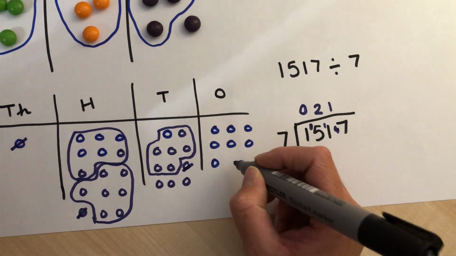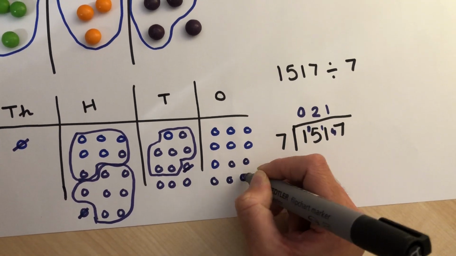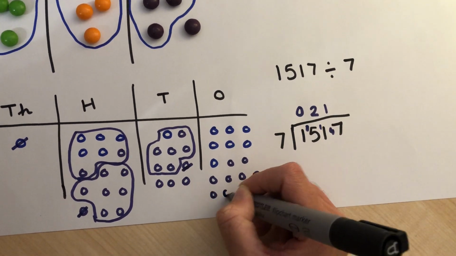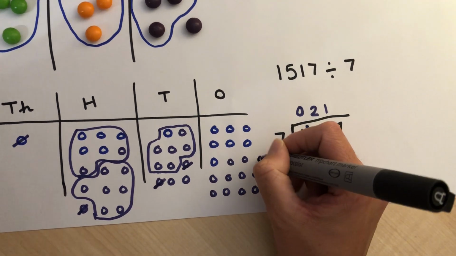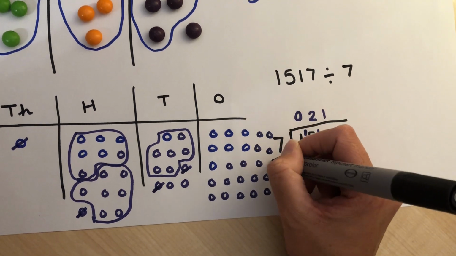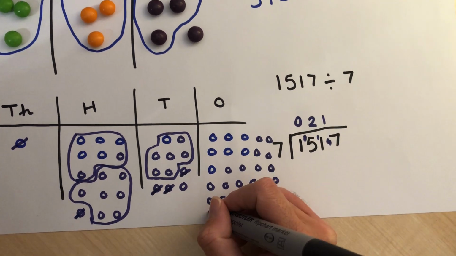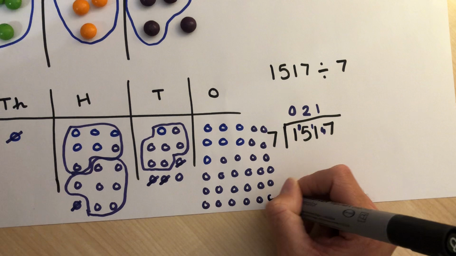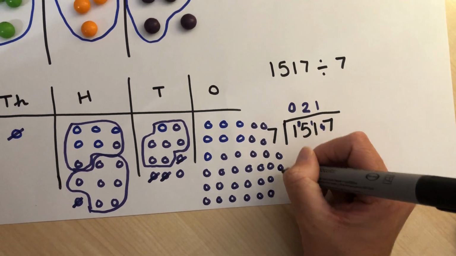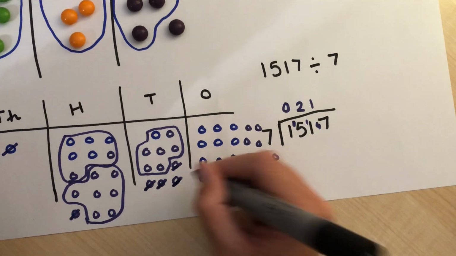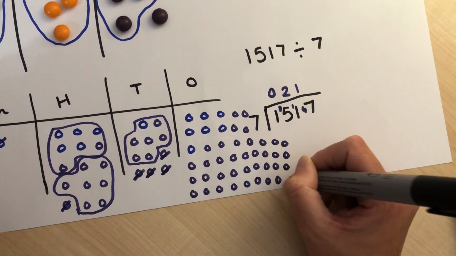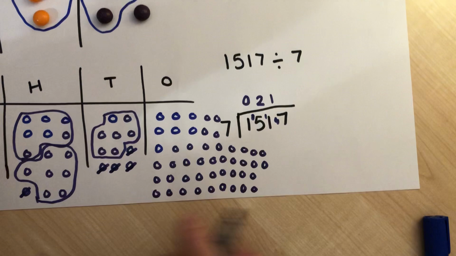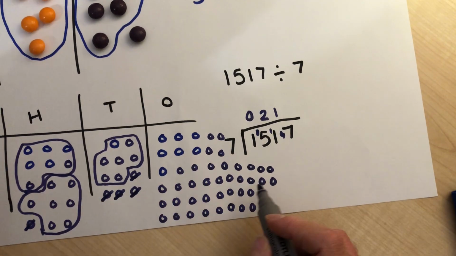I'm going to cross one out and draw 10. So 1, 2, 3, 4, 5, 6, 7, 8, 9, 10. And I do the same thing for each of the remaining counters, and then one more time. And what the children should be able to see is that I now have 47 in this.